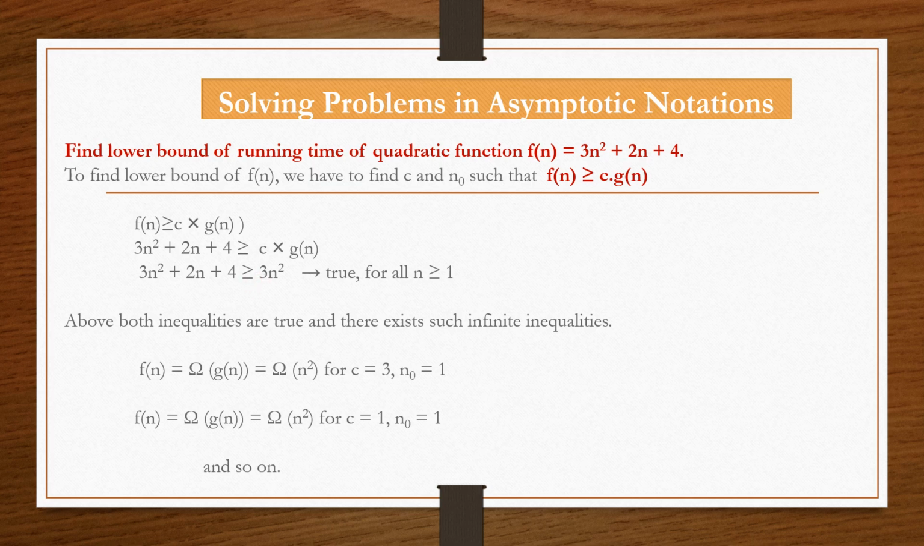Similarly, for constant 1 also the same condition holds. That is, 3n square plus 2n plus 4 is greater than or equal to 1 into n square. That also holds, because obviously this will be greater than n square when c is 1. So it holds. So like this I can prove for what value of c this f of n can be greater than or equal to g of n. This is for the lower bound.